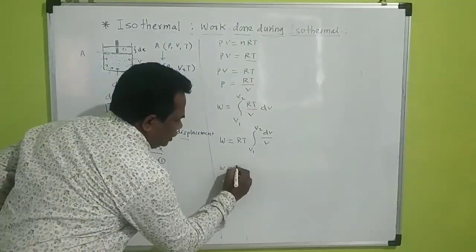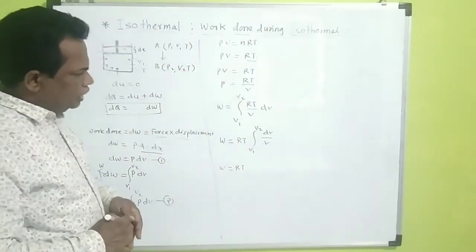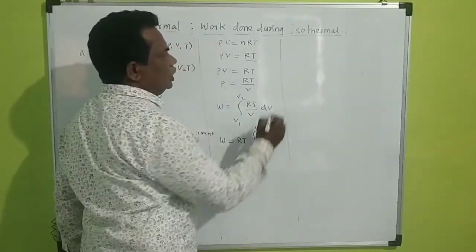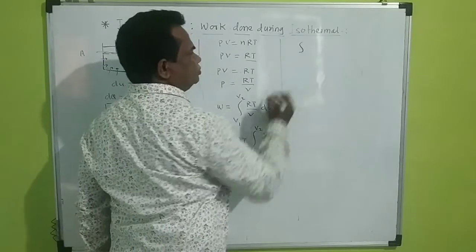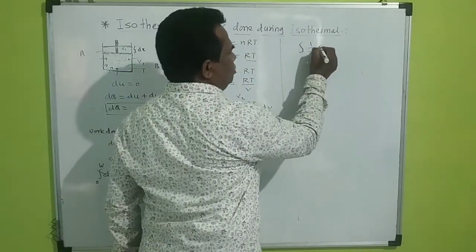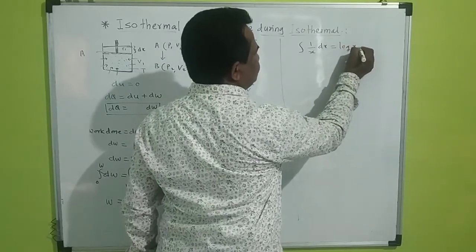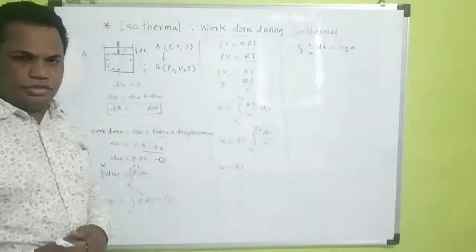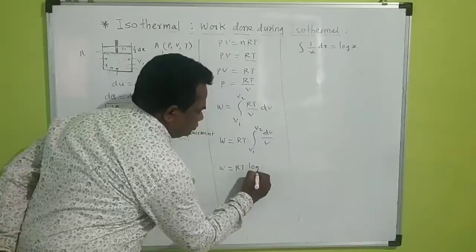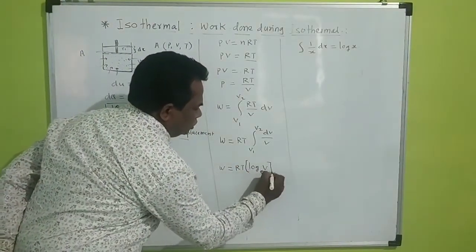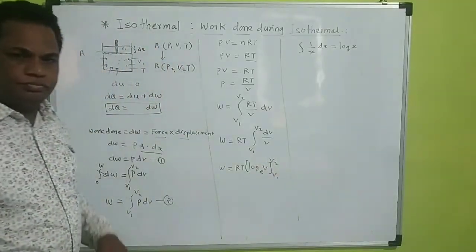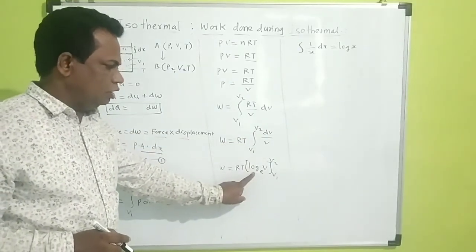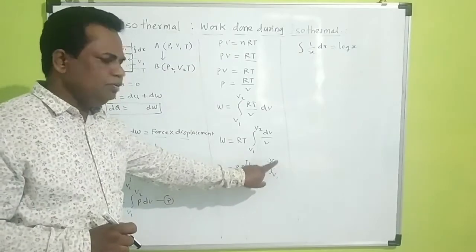Now W is equal to RT, which is a constant. For integration, there is one mathematical formula. I think you know that the integration of 1 divided by x into dx is log of x. So put that value in this equation: the integration of dV divided by V is nothing but log of V to the base e, with integration limits V1 to V2.